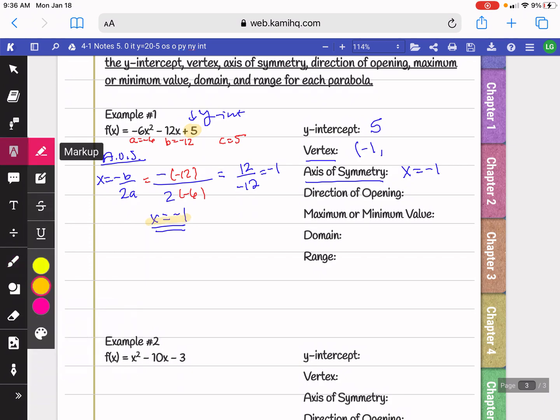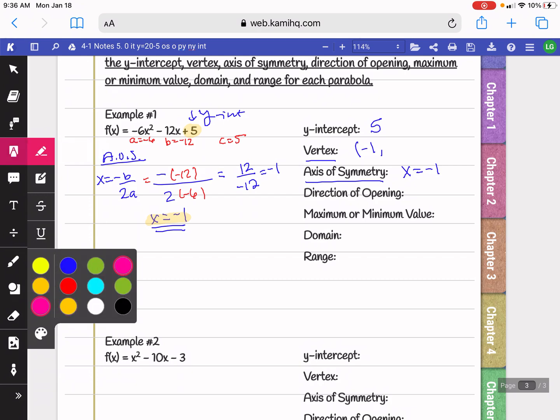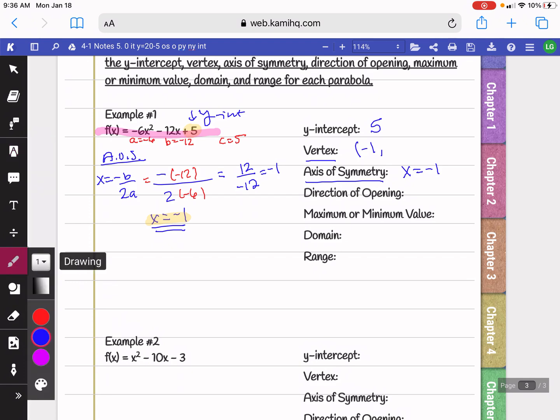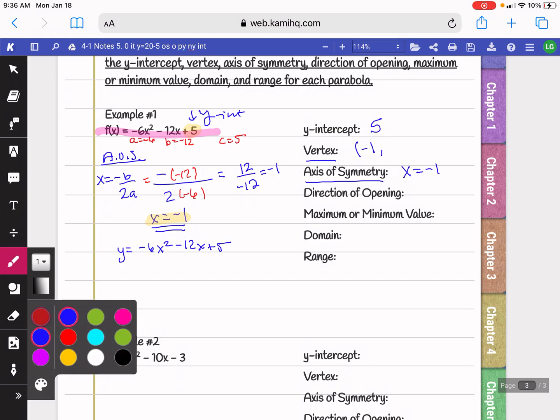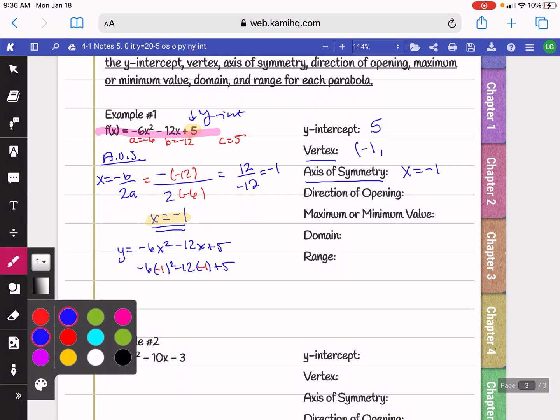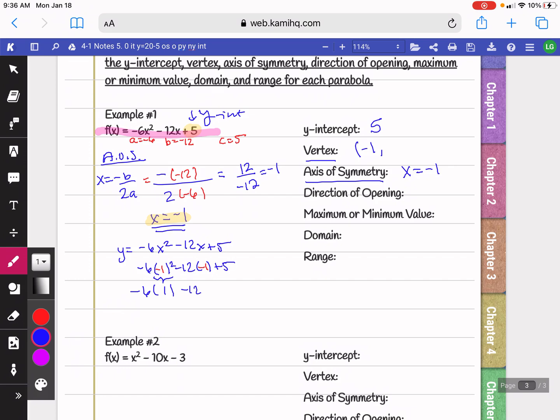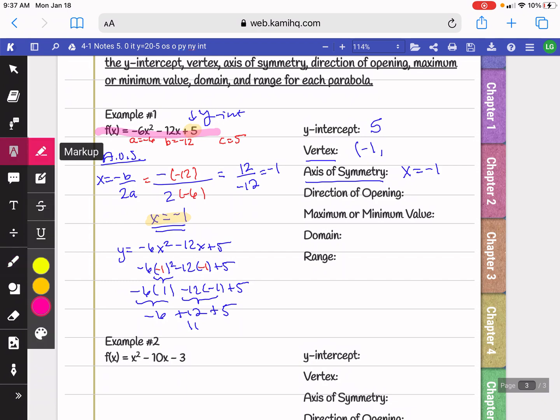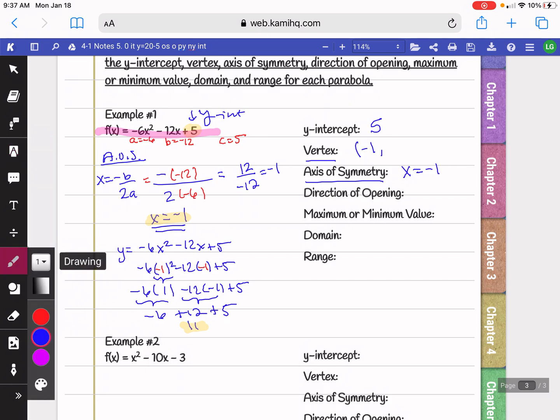So I'm going to use my answer here, and I'm going to plug it back into that original equation to figure out my y value. So let's write down that original equation. So instead of f of x, I'm just going to write y equals, because remember, f of x and y equals is the same thing. And everywhere I see an x, I'm going to plug in negative 1. So everywhere I had an x, I'm going to plug in negative 1, and then I can work this out. Negative 1 squared is 1. Now I can multiply. If I add these from left to right, I get 11. So my y value is 11. So that's the y value for my vertex.